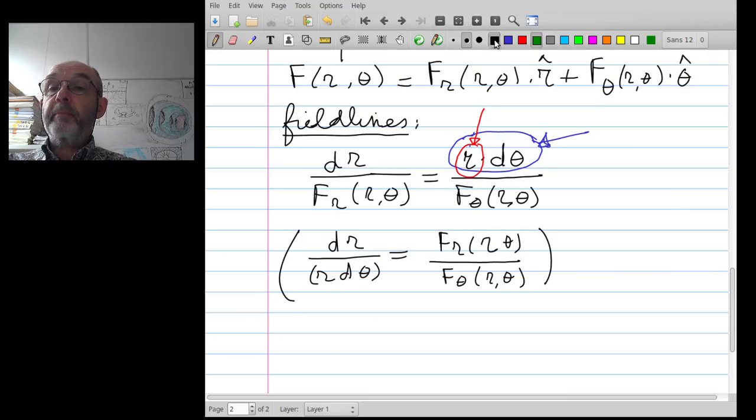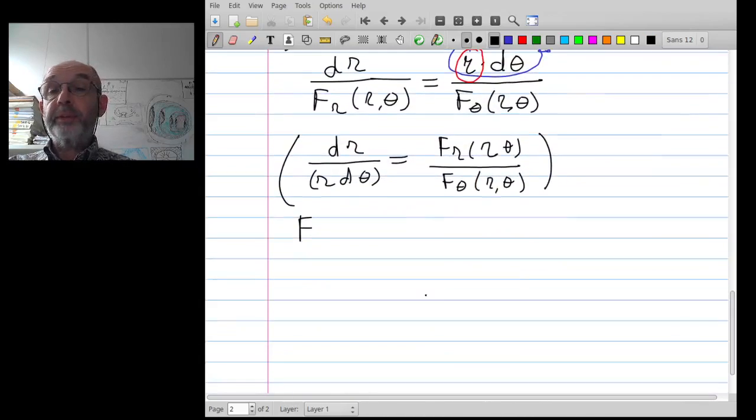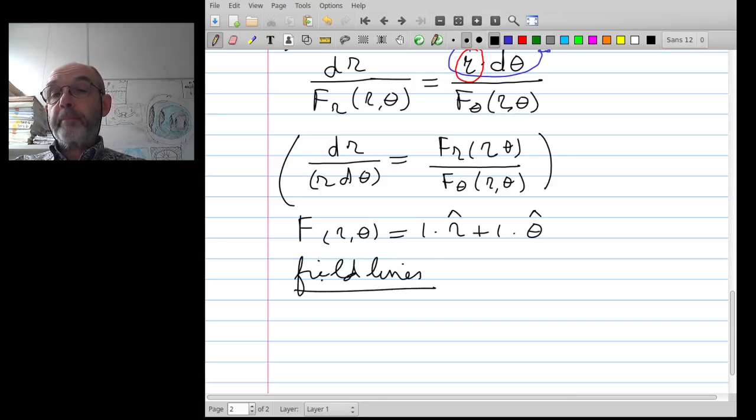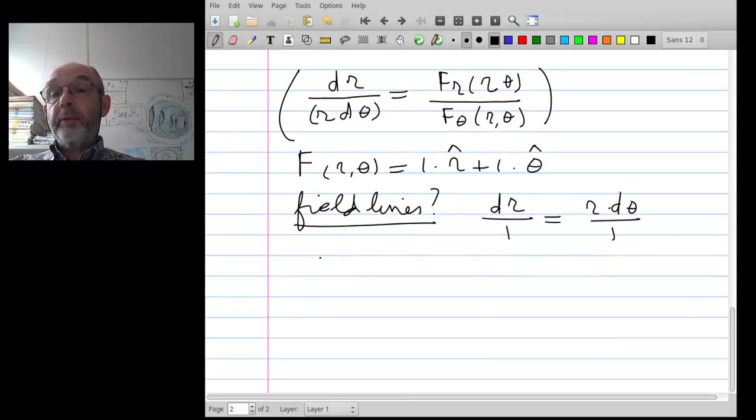In the case that we have that vector field which we have just tried to sketch, the vector field r theta, there's your one in the r direction and one in the theta direction. Now, if you are searching the field lines, what kind of equation do we have? Then we have that dr divided by 1 has to be equal to r d theta divided by 1, those were the partial derivatives of that vector field. And what do we have?